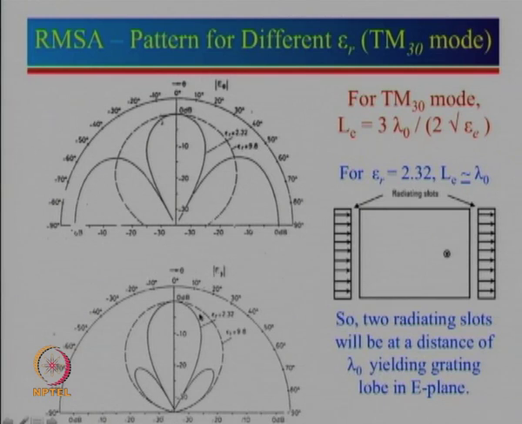Whereas, the pattern for epsilon r 9.8 is similar to that of the earlier case, it is starting from maxima here going to 0. Of course, the beam width of this will be relatively small compared to fundamental mode. The reason for that is because aperture size is again large.